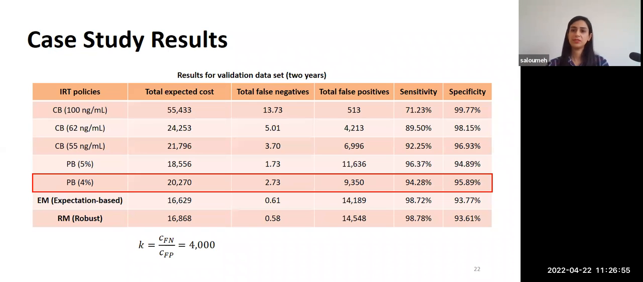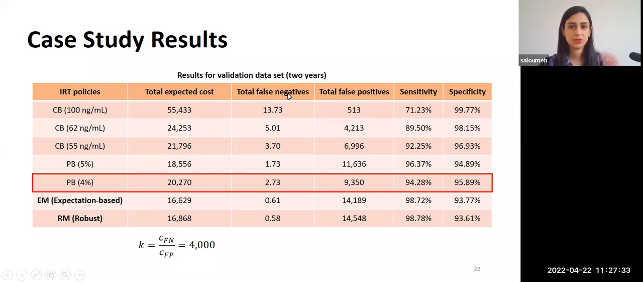So these are the results for the validation data set that is approximately for 2 years from the North Carolina State Laboratory of Public Health. Here we listed many current IRT classification policies. We have a fixed policy of 100, a fixed policy of 62, a fixed policy of 55. And then we have a fixed percentage of 5%, 4%. And the last two rows are our proposed policies, the expectation-based model and the robust model. And then we calculated the total cost of false negative and false positive results.